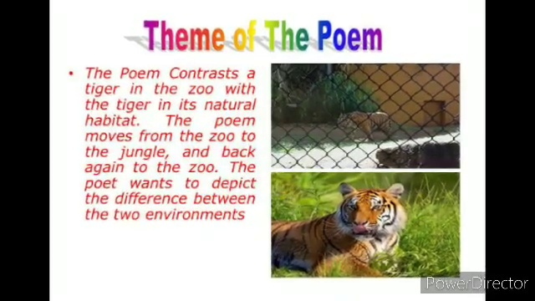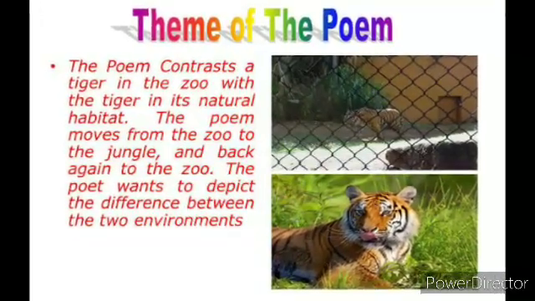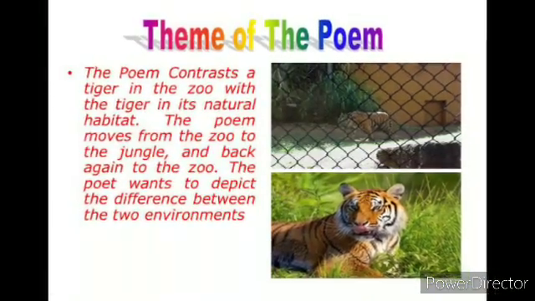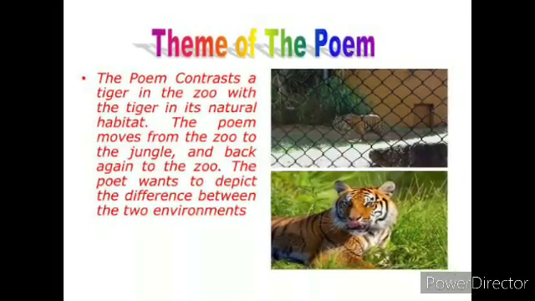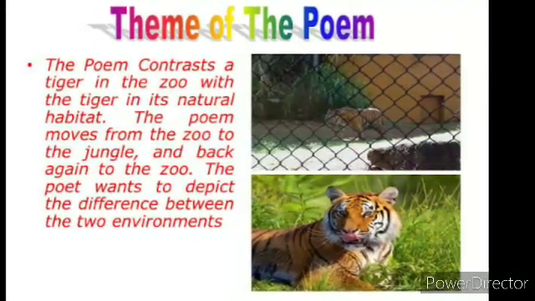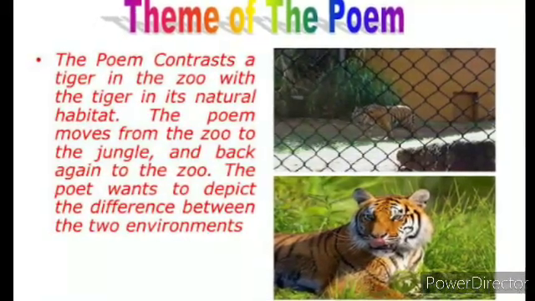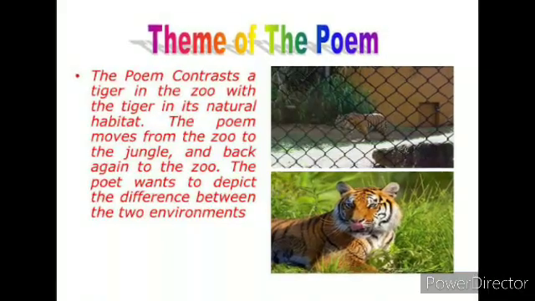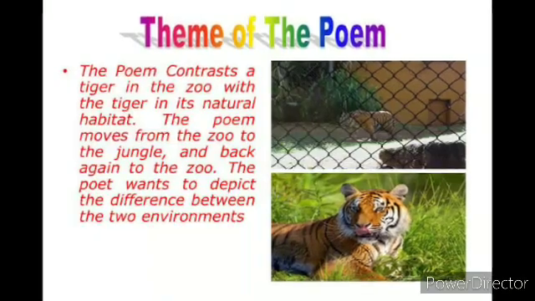If we talk about the theme of the poem, it contrasts a tiger in the zoo with the tiger in its natural habitat. The poem moves from the zoo to the jungle and back again to the zoo. The poet wants to depict the difference between the two environments. Isn't it interesting? Now, let's read the text.